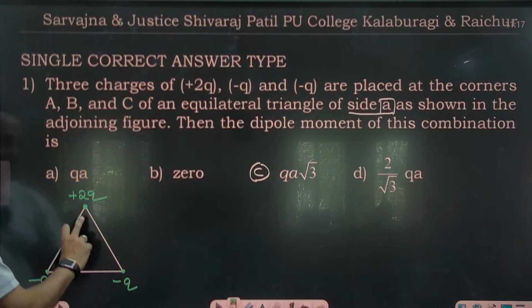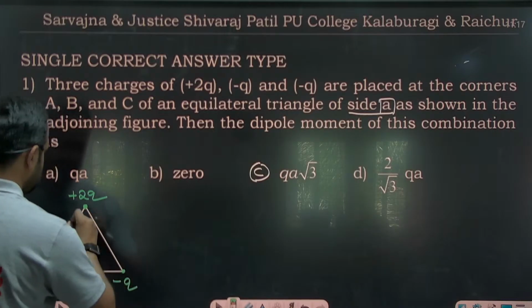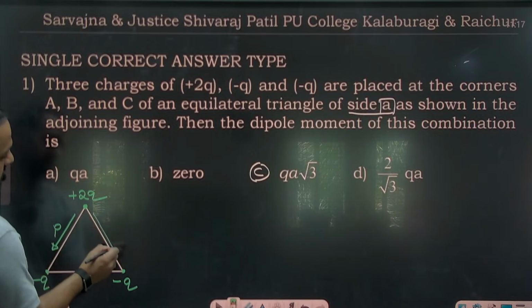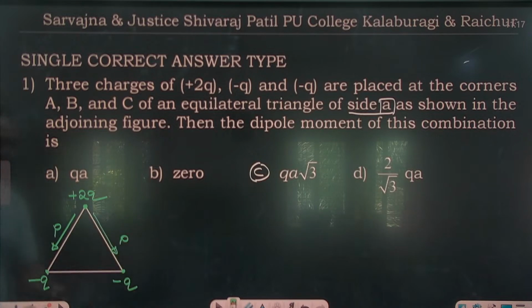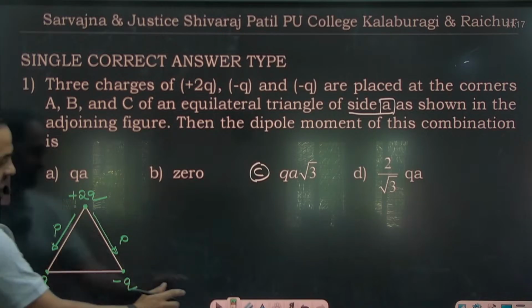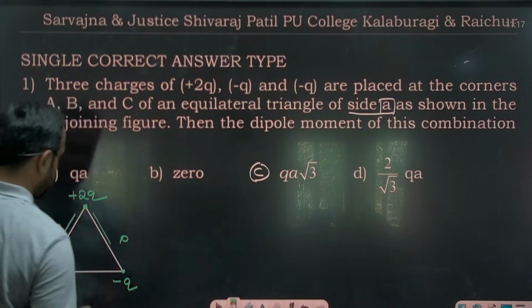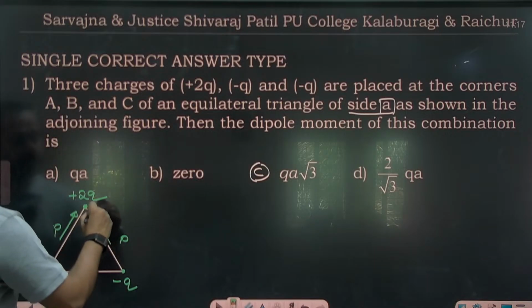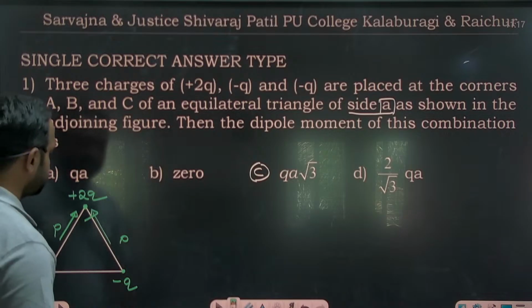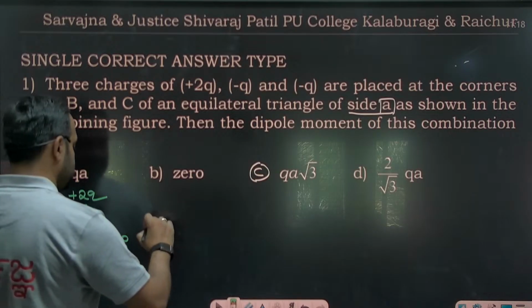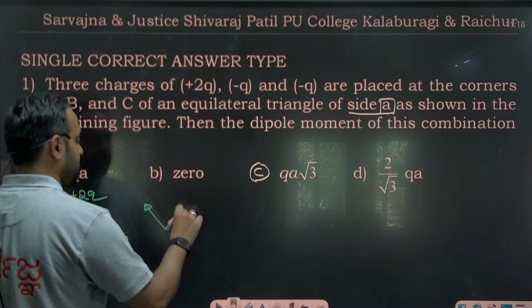So this can be written as a combination of two dipoles, that is, this is p and this is also p. Yes, because if you take this dipole, the charges are plus q minus q, and the charges for these two are plus q and minus q. Okay. So you have two dipoles placed like this. What is the angle between them?